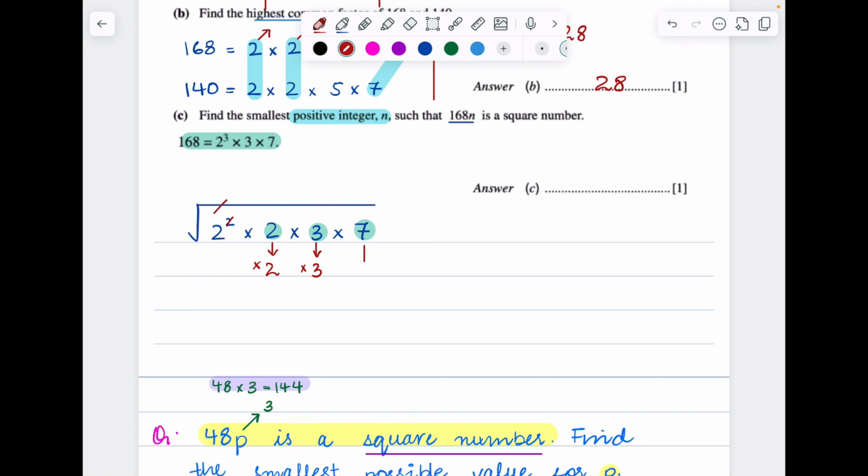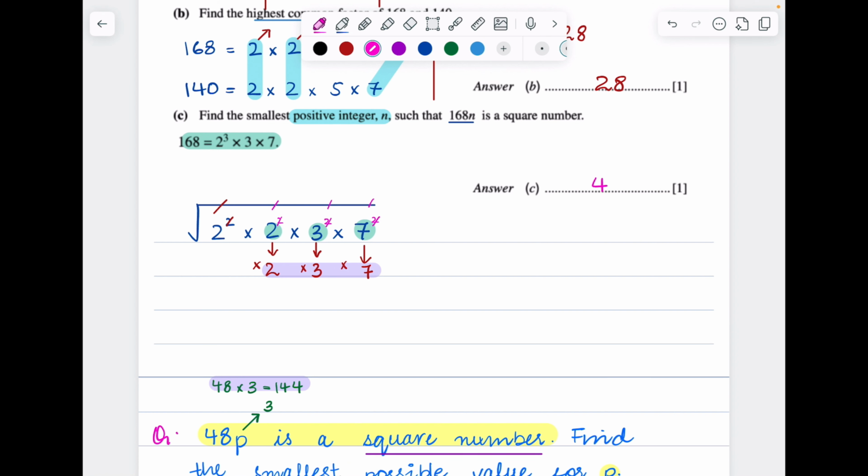to transform this into 2 square, 3 square and 7 square, so that they can all cancel out with the square root, because they're opposite things, they cancel out. So the new numbers that I actually multiplied are 2, 3 and 7. So the value of n is going to be 2 times 3 times 7, which is 42.